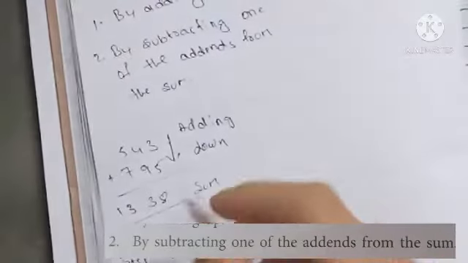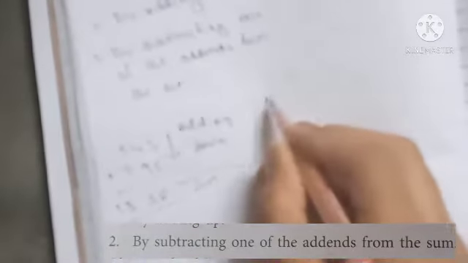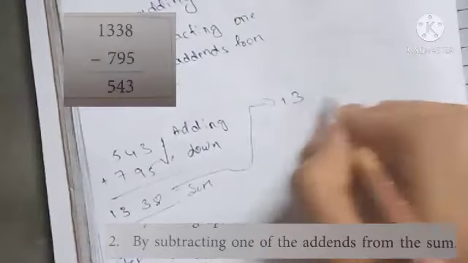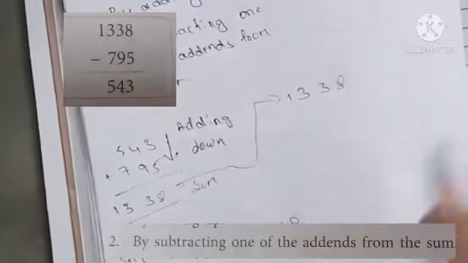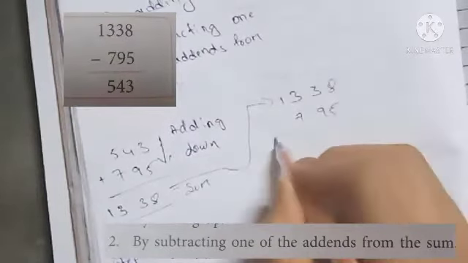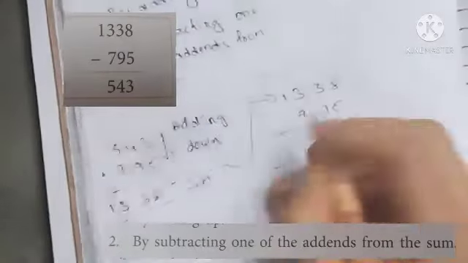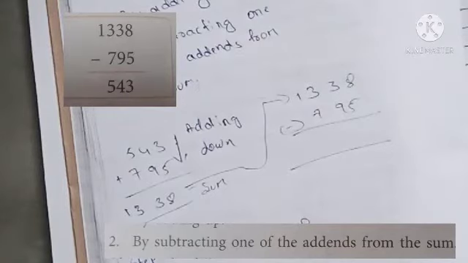Here we have to see. Now we have to do this. Firstly, put this here: 1338, and the addend here, what we got, 795. Now subtract this. Firstly we have to subtract.